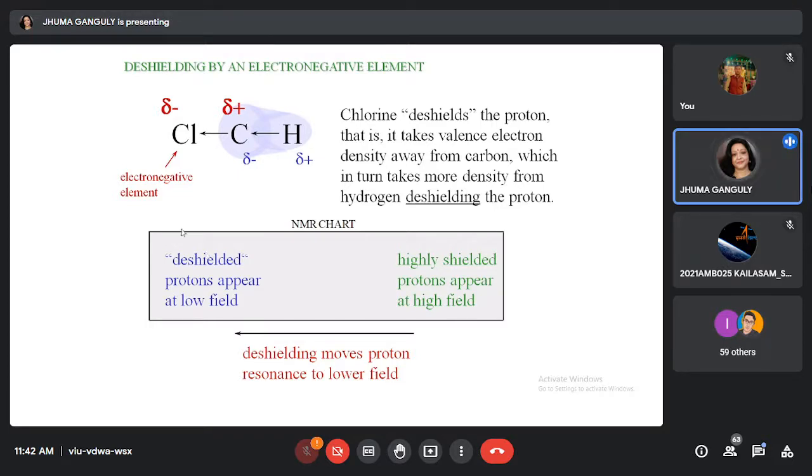So whenever the applied magnetic field energy matches the deshielded proton frequency, then it resonates and we will get the peak of energy. That is the concept actually. Up to this, is it clear?